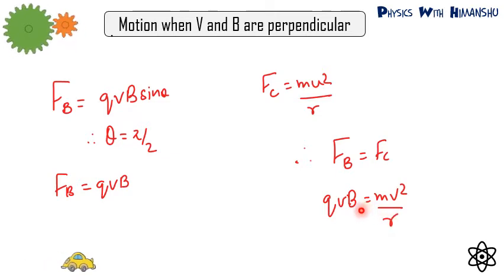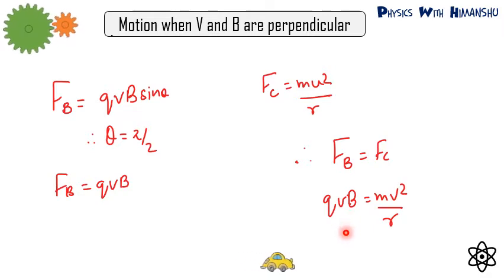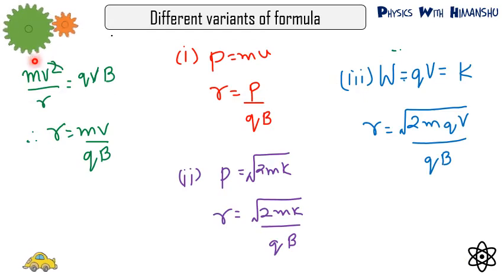So what we have done in magnetism is, the force that is required to move a particle in circular motion is being given by magnetic force. So magnetic force will be equal to centripetal force. If we equate both these equations, then one V will cancel out. So radius will come out to be mv upon qB.